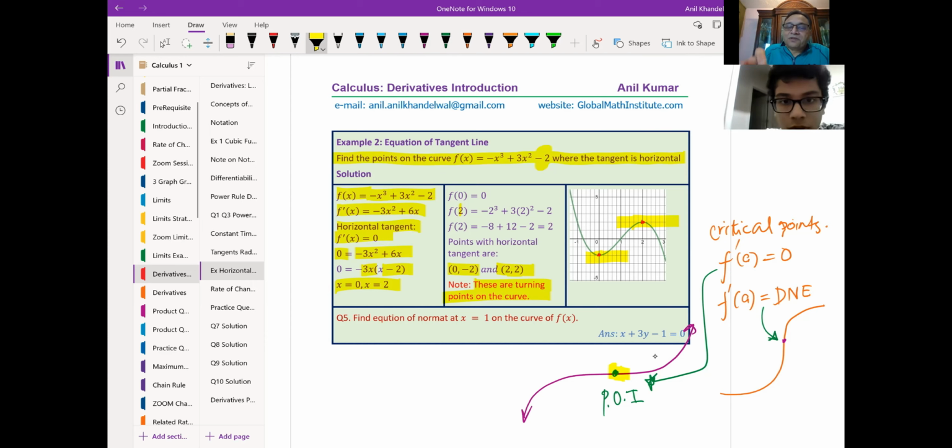Aryan, it's very important. The derivative is 0 for these 2 points, and they are turning points. Here, the derivative is 0 too. You can see a horizontal line will be tangent at this point, but it is not a turning point. You get the idea?